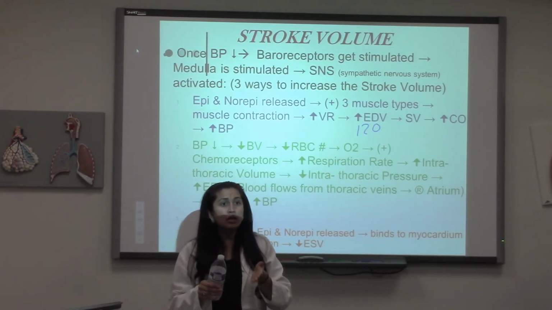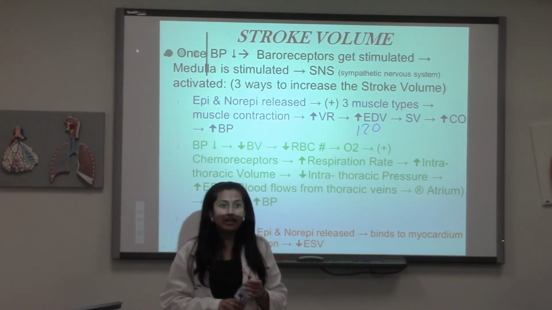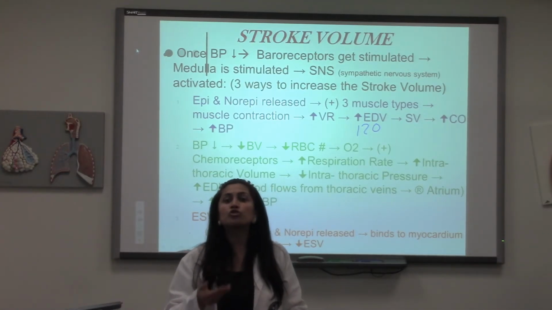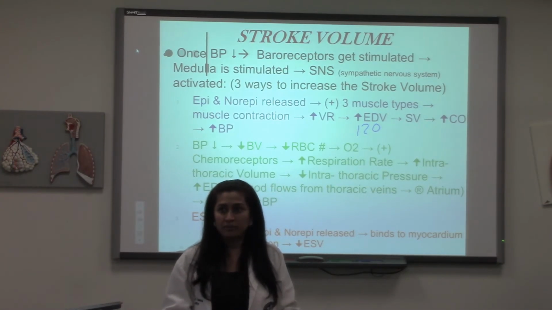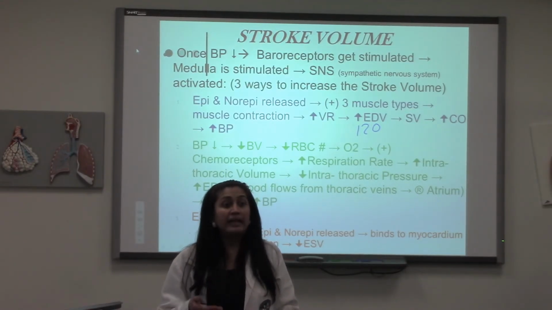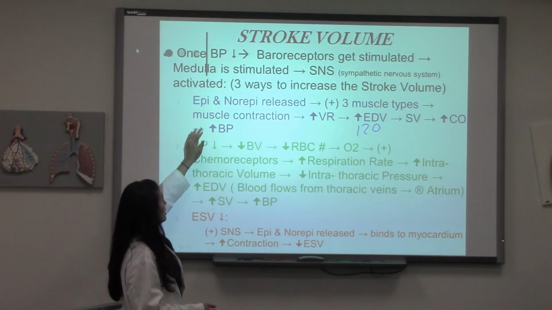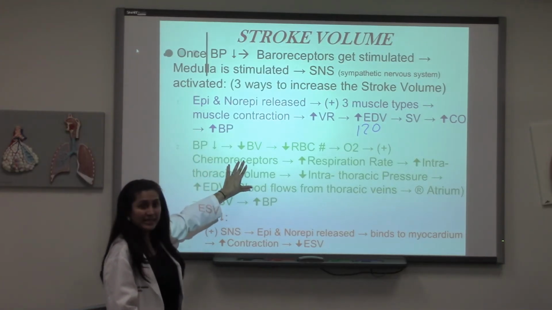Increased venous return means there's more end diastolic volume. If there's more end diastolic volume, there's more stroke volume. So increase in stroke volume. Increase in stroke volume means increase in cardiac output. Increase in cardiac output means increase in blood pressure. Okay? So that's one way. Another way is via breathing.